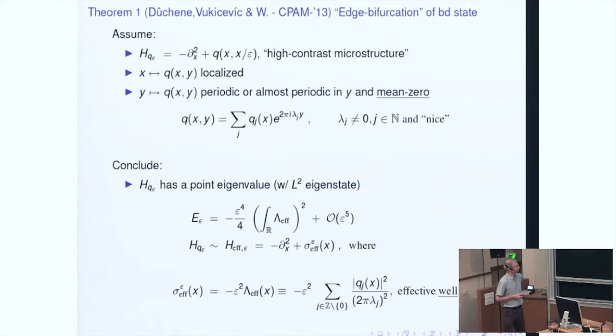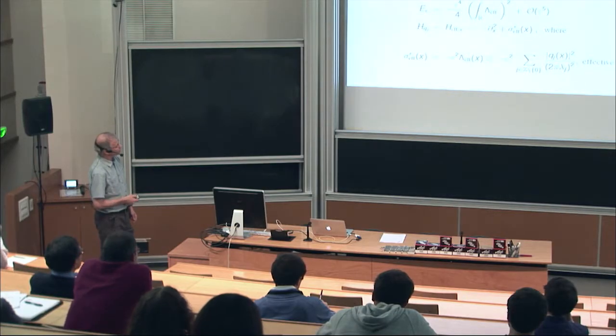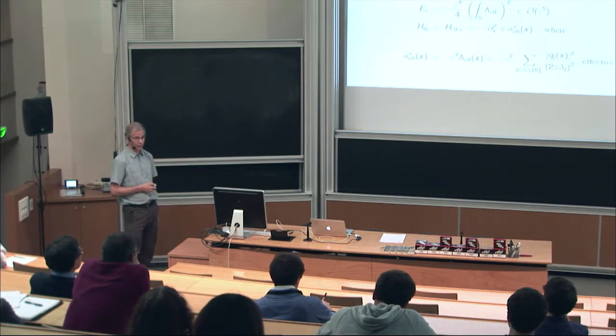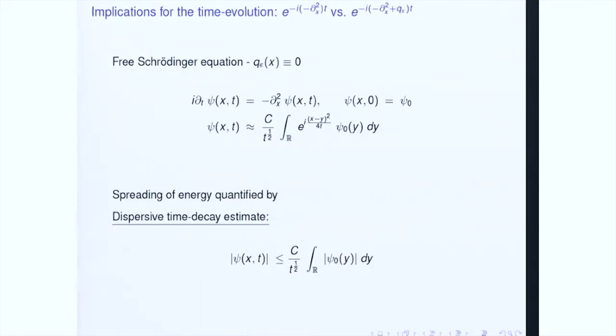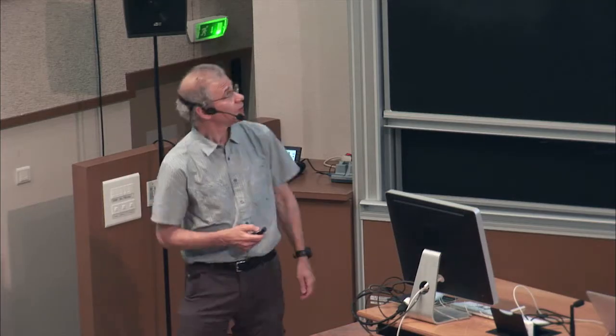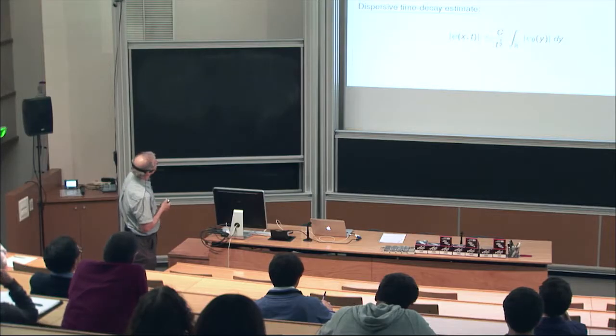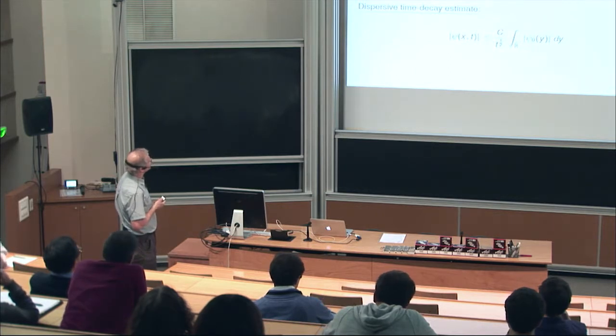The more detailed statement is that this Schrodinger operator, H_Q^epsilon, is very well modeled by this effective operator with an effective potential. The effective potential is a small potential of size epsilon squared. Notice that it's always negative. It's minus a sum of squares. So even though its mean is 0, the effective potential is always a potential well.